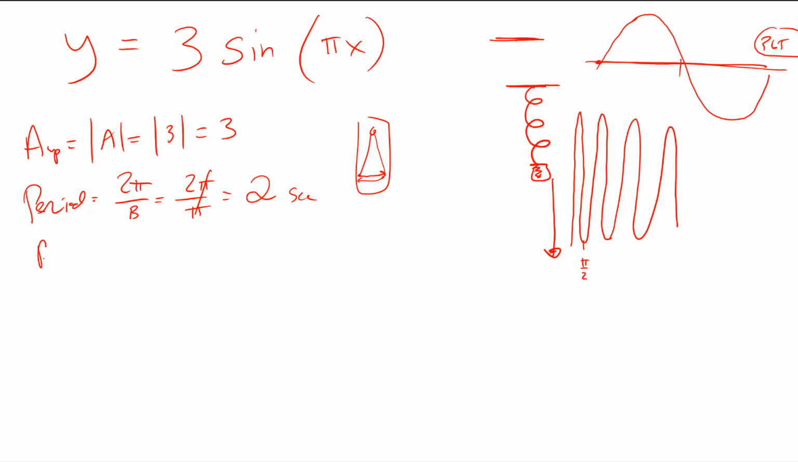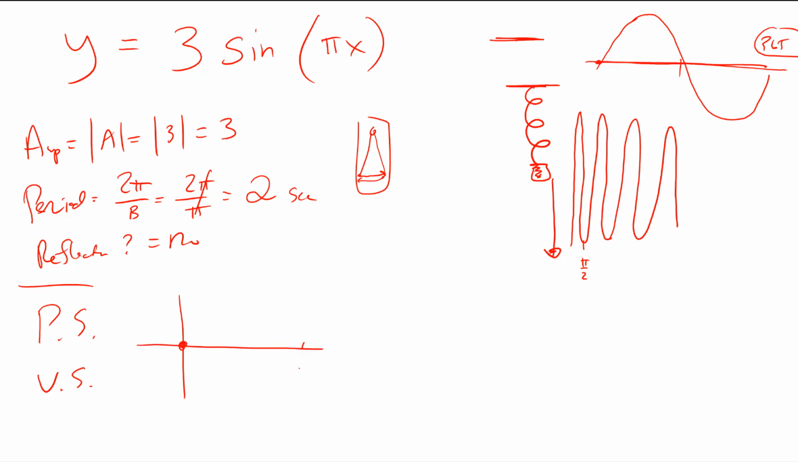All right, reflection. Do we have a reflection? And the answer is no. No reflection because the 3 is positive to begin with. Phase shift, vertical shift, handled later in the course. Okay, so I have my sine curve in my mind. Boom. Originally, it goes out to 2 pi, pi over 2. Once you've graphed this like 10 times, you have a very good sense of the sine curve. Boom. Hill valley. That's what we call it. A hill valley for the sine.